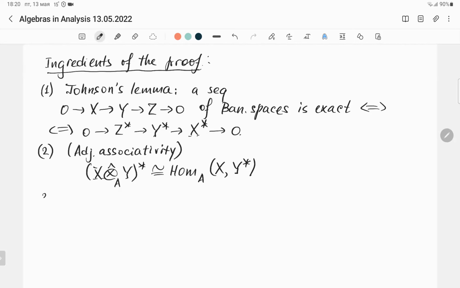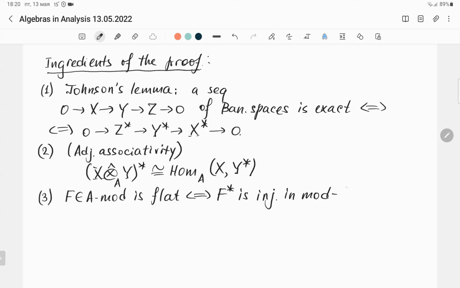And the third important ingredient is a nice duality between flat and injective modules, namely a left Banach A module F is flat if and only if the dual module F star is injective in the category of right Banach A modules. Actually, this fact, this duality between flat and injective modules, follows from the first fact, from Johnson's lemma, and from the adjoint associativity.